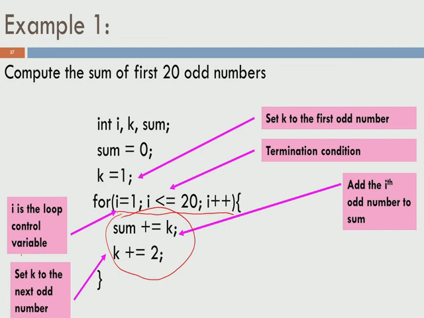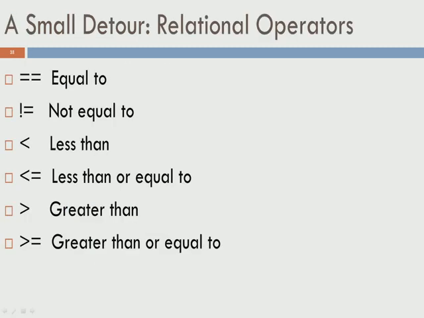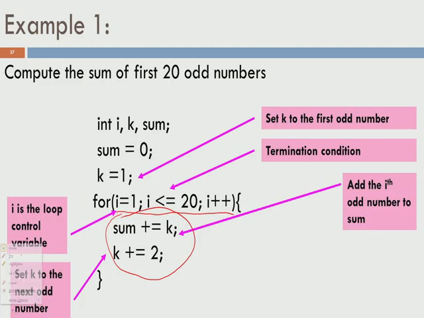Let us say we want to mentally simulate this. Initially sum is 0 and k is 1. We start the loop. When we start the loop, i equals 1, and we are going to check if i is less than or equal to 20. This is actually true. So therefore sum plus equal to k. This plus equal to is essentially a shortcut for sum equals sum plus k. So sum is 0, now we are adding 1 to it, so sum becomes 1, and to k we are adding 2, so k becomes 3.